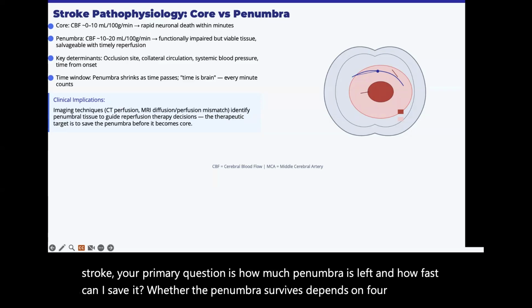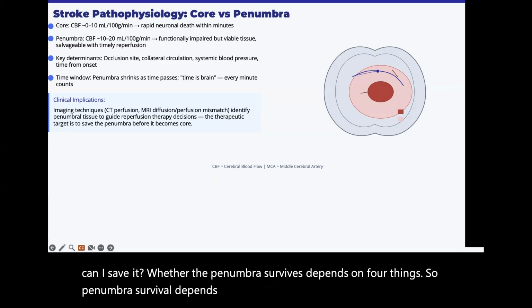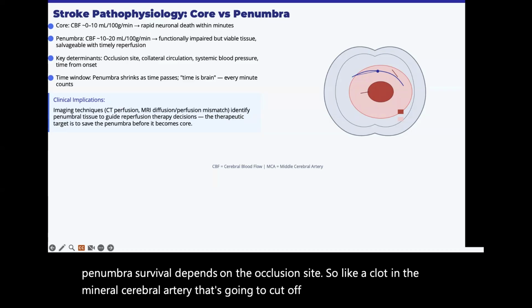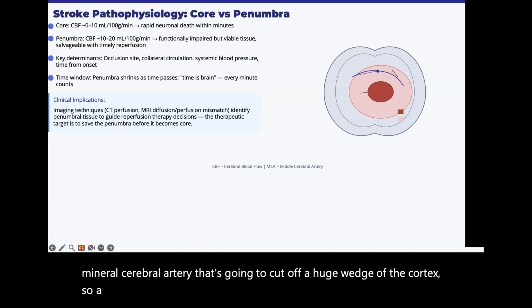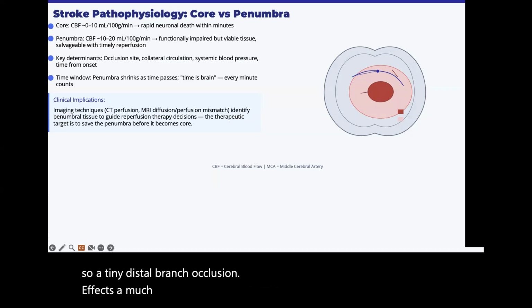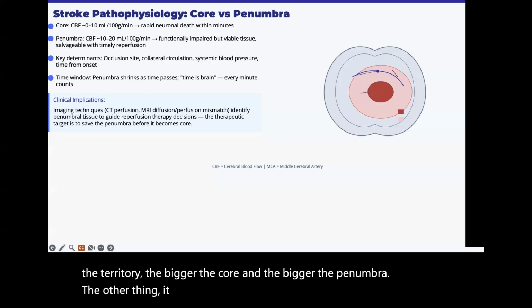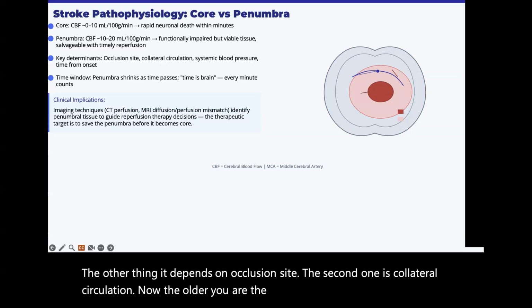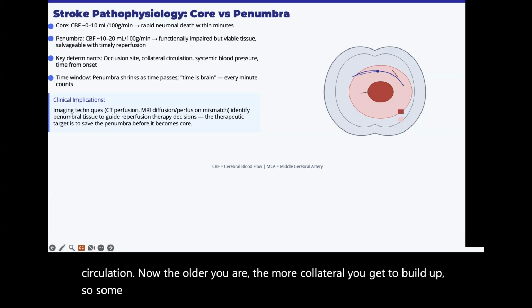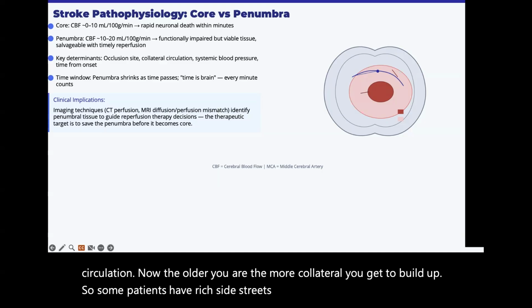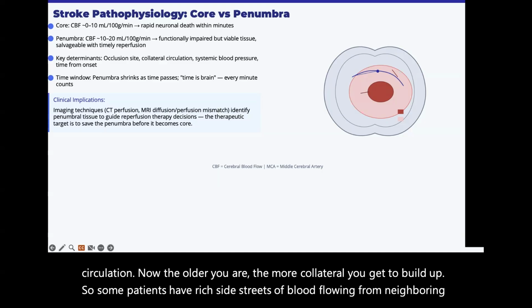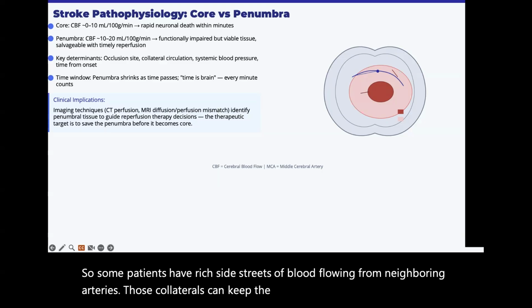Penumbra survival depends first on the occlusion site. A clot in the middle cerebral artery is going to cut off a huge wedge of the cortex, while a tiny distal branch occlusion affects a much smaller territory than such a large artery. The bigger the territory, the bigger the core and the bigger the penumbra. The second factor is collateral circulation. Some patients have rich side streets of blood flowing from neighboring arteries. Those collaterals can keep the penumbra alive for hours, so they buy you time.